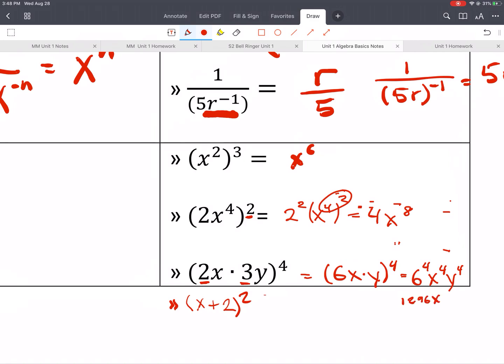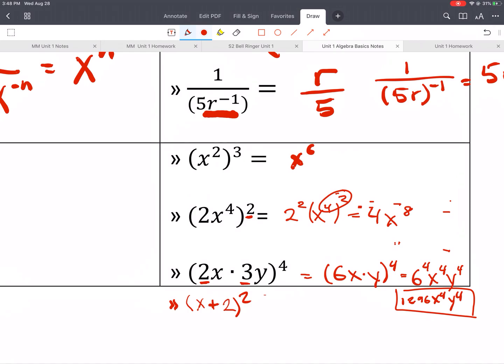1,296 x to the 4th, y to the 4th. Okay? All right. So let's talk about this again. I mentioned it before, but whenever we have something in a parenthesis and we're adding or subtracting inside, we cannot distribute that way.